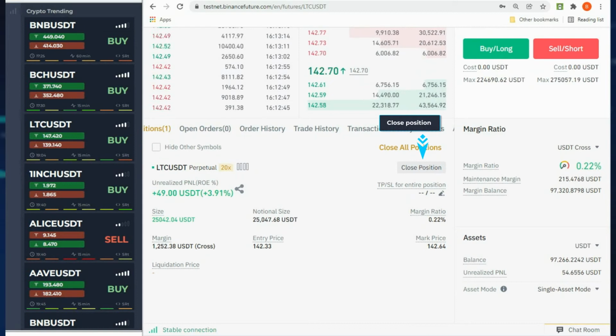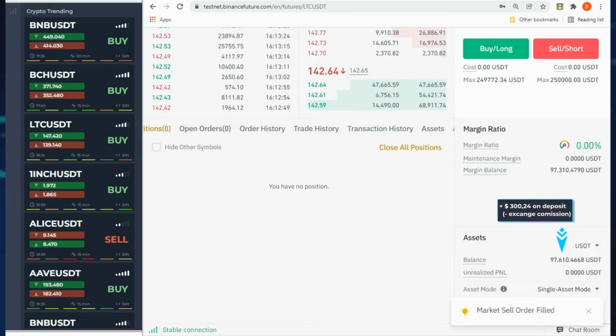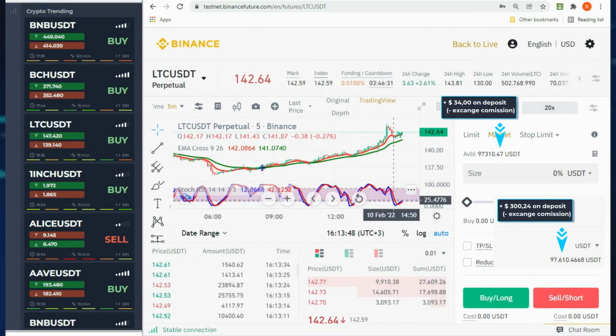Closing the position. There is a profit, it is more than in the previous trade. Let's leave the market without losses. Profit on deposit, we continue to trade.